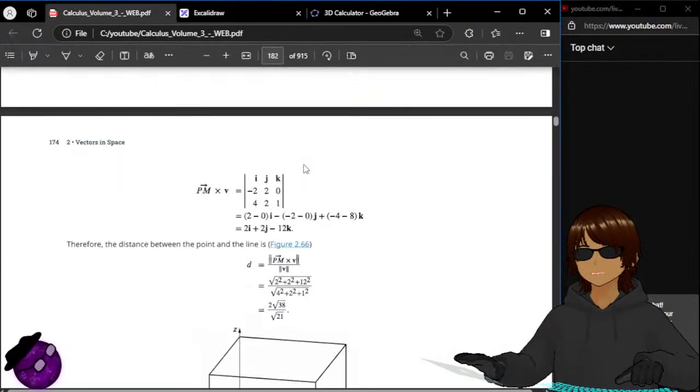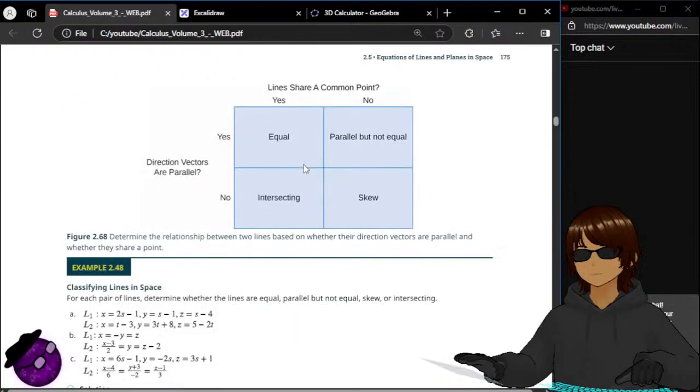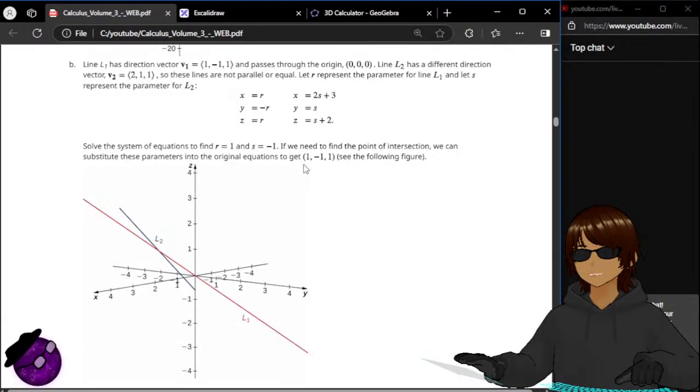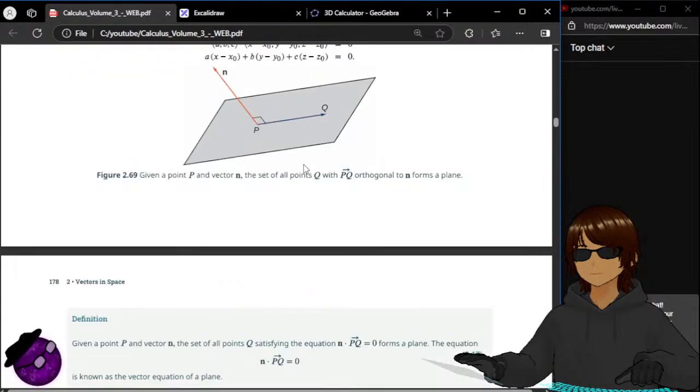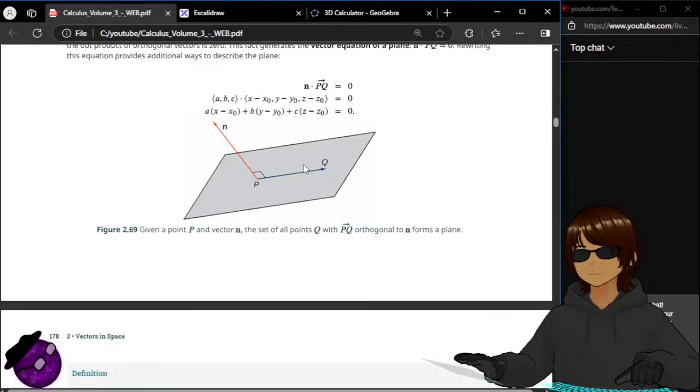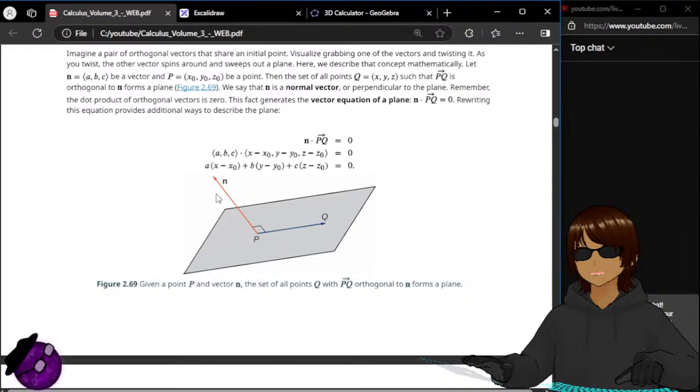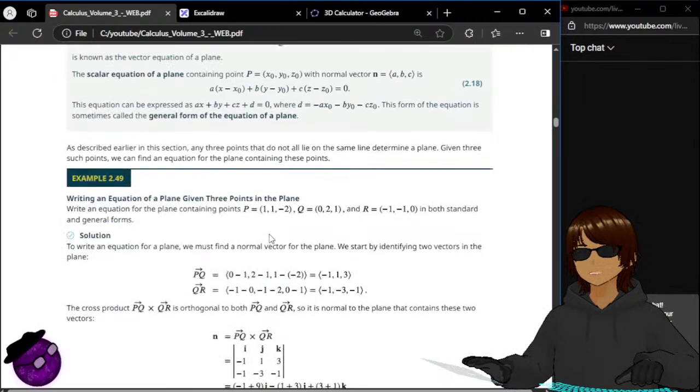So what's the next thing we learned? The relationship between lines, whether they intersect or not. Equations for a plane. Yeah, for the equation of the plane, N dot PQ has to be 0. P is a fixed point, and Q is any point on the plane. So you choose any point x, y, z, that would be point Q. So Q minus P dot N should be 0. And that defines all points on the plane.